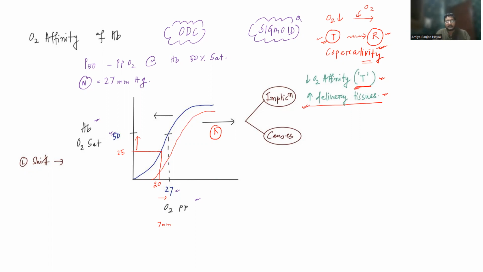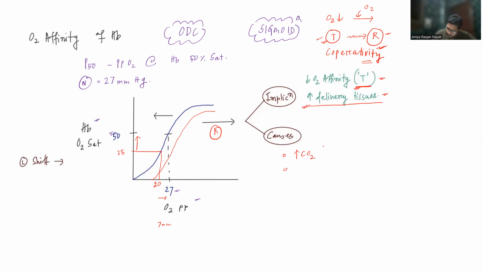Now, what are the factors that can cause rightward shifting of the curve? In conditions where we need more oxygen, the curve can shift towards the right. For example, whenever there is increased CO2, at the cellular level, if there is increased carbon dioxide production, the cells require more and more oxygen, and they want to throw out the carbon dioxide and take up more oxygen. So in that condition, the curve will shift towards the right.